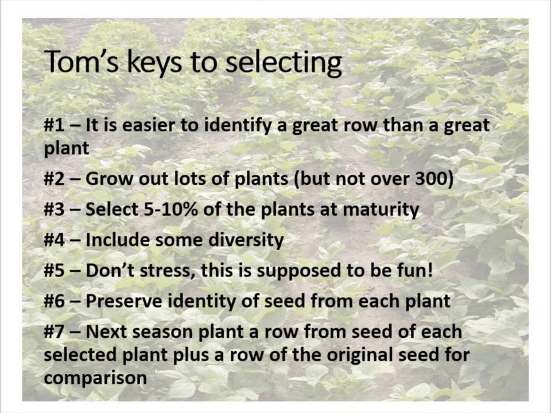So that's my number 7. Next season, plant a row of seed from each selected plant, but also remember to plant a row of the original seed for comparison. If you don't do comparison, you don't really know if you're making gain. You need to compare it to the original variety, and then you can say, yeah, I've made it earlier, I've made it taller, I've made it whatever, because you have the original to compare it to. You can't use your memory from last year because that was last year. Okay, next slide.